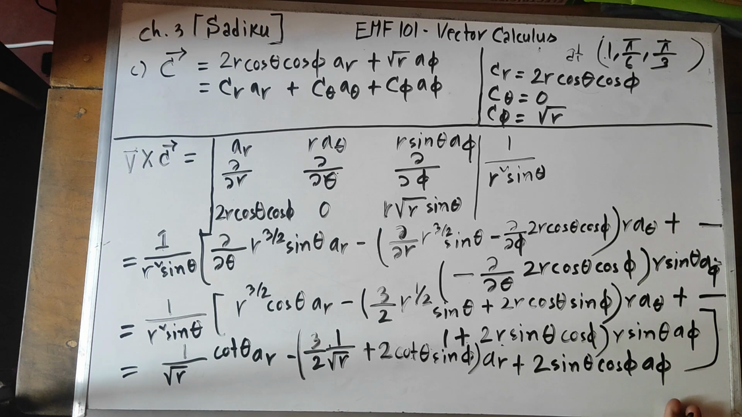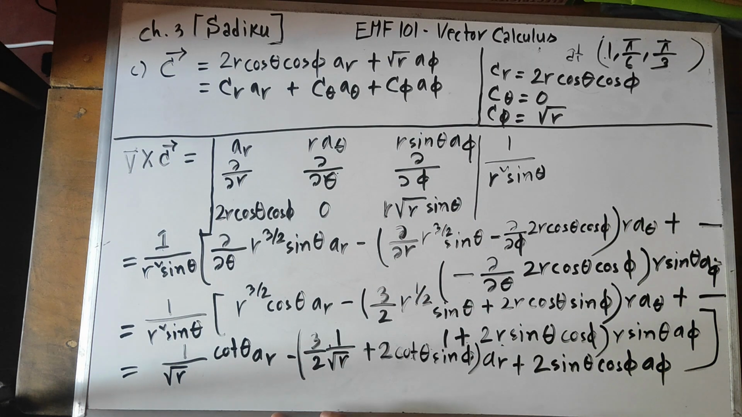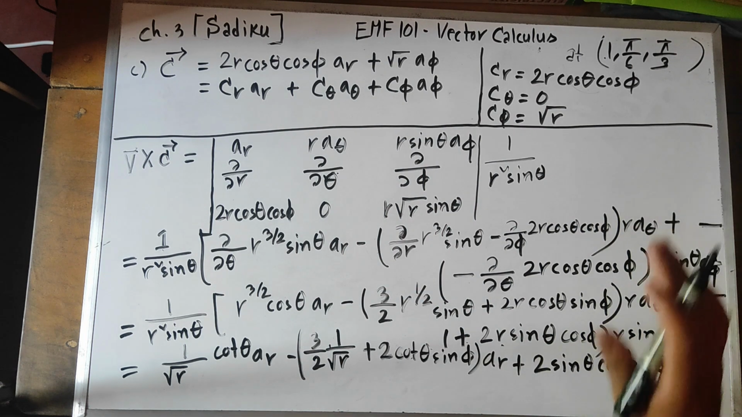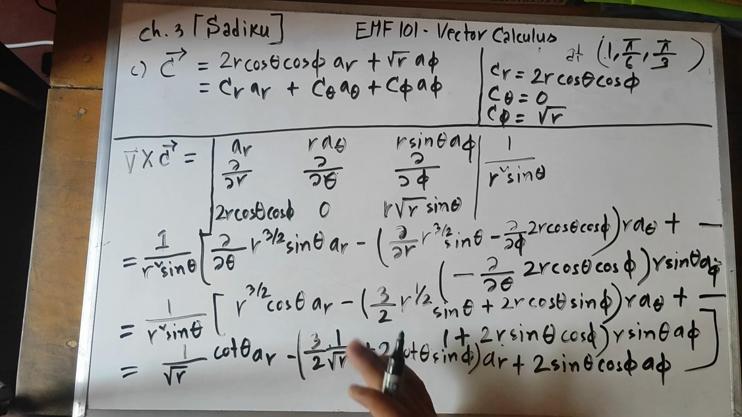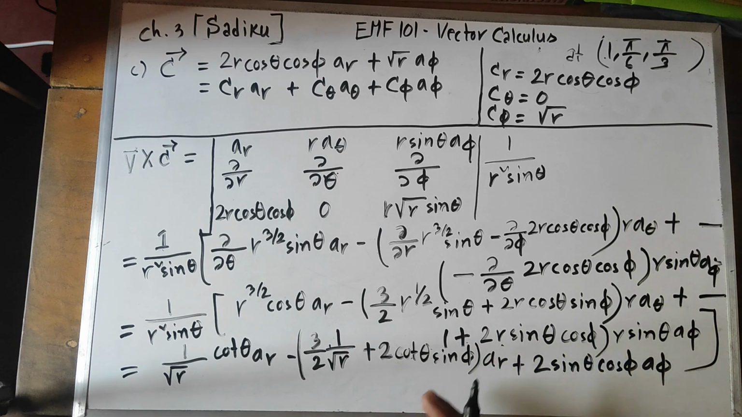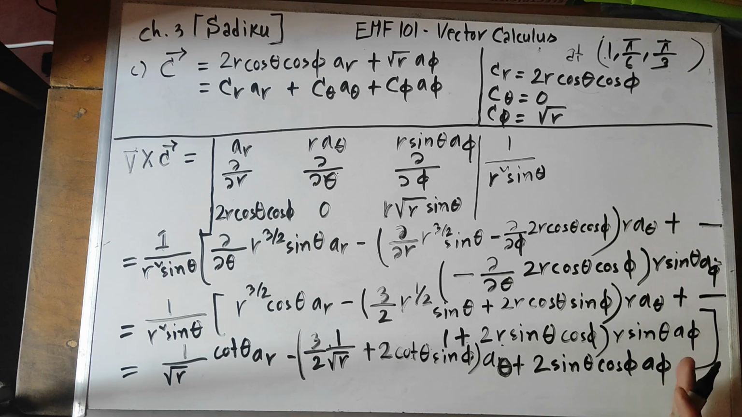This is the curl of the vector c in the spherical coordinate system. Now all we have to do is find the curl at this point. So this is the curl: 1 by root r cot theta in the direction a r, minus 3 by 2 times 1 by root r, plus 2 cot theta sin phi in the direction a theta, plus 2 sin theta cos phi in the direction a phi.